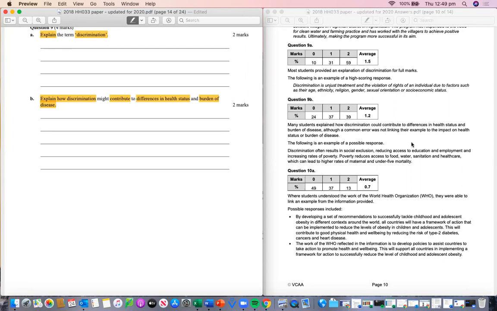The main thing here, obviously, is that the common error was not linking the example to the impact on health status or burden of disease. Okay, so they can only do it one or the other.